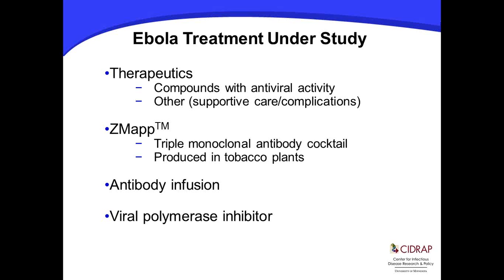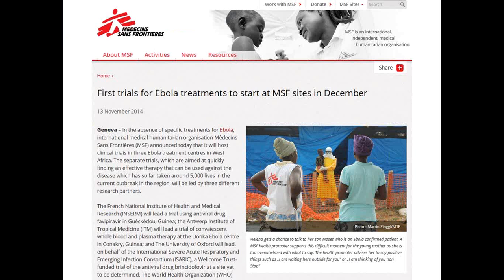I just want to mention briefly there are a number of Ebola treatments under study also, a number of therapeutic compounds. One that we have heard a lot about is ZMapp, a triple monoclonal antibody cocktail. There's an antibody infusion, which I won't go into more today, that has become a common response, similar to plasmapheresis from someone who's recovered, to provide that antibody infusion. I must add that the data are very unclear that there's really any clinical benefit to this, yet we continue to do it, but we need more information. And then the final treatment area under consideration is viral polymerase inhibitors. The first trials for Ebola treatments will start at the MSF sites this next month.